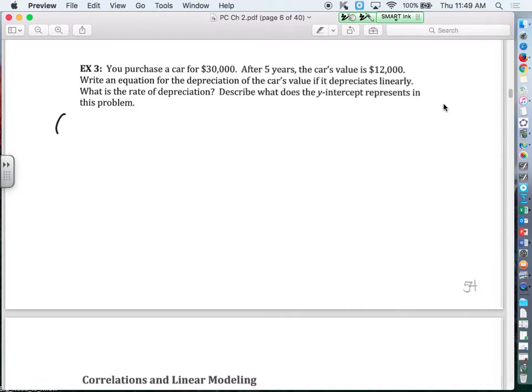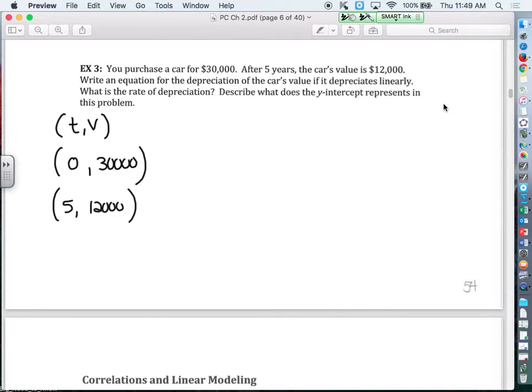So we're really given points in terms of time, and I'm going to say v for value. My car is originally worth $30,000, and that's really when time is 0. That's the time that you purchase it. And then after 5 years, so when time is 5, now the car is only worth $12,000.